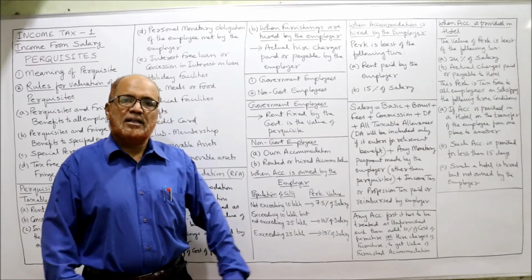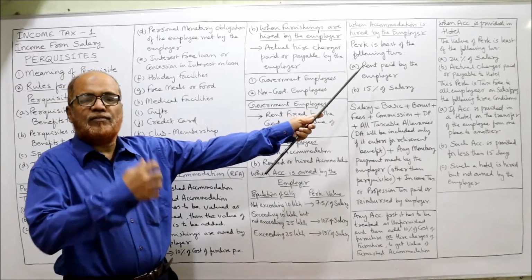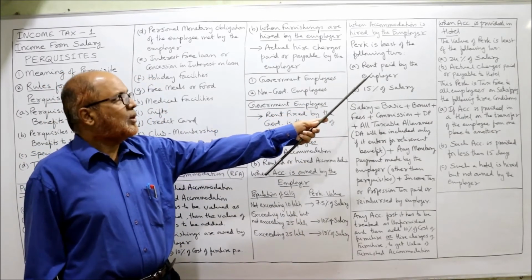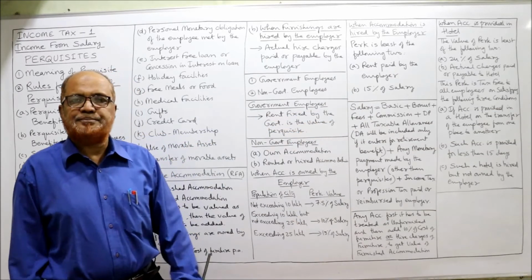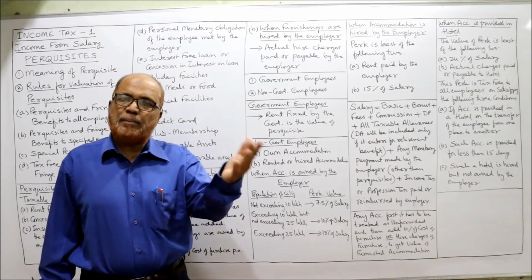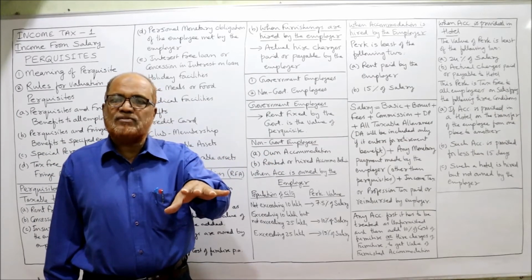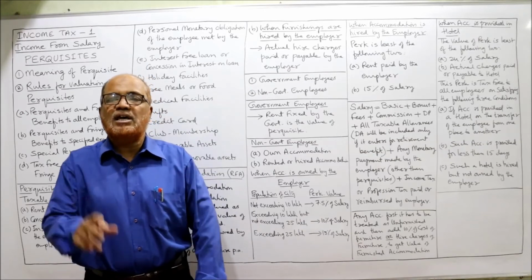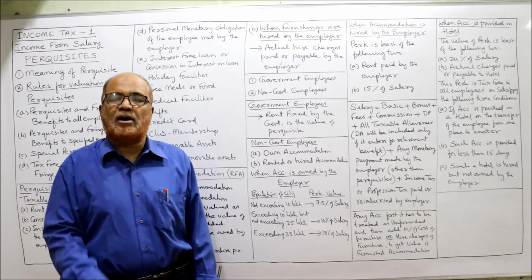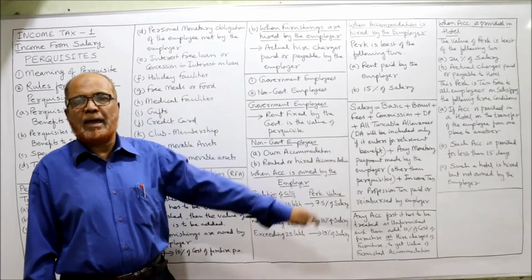In that case, the value of the perquisite is the least of the following two amounts. The two amounts are rent paid by the employer or 15% of salary. Rent paid by the employer or 15% of salary, whichever is less, is the value of the perquisite if the accommodation is hired or rented by the employer.